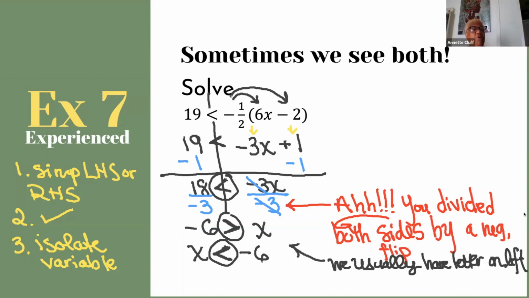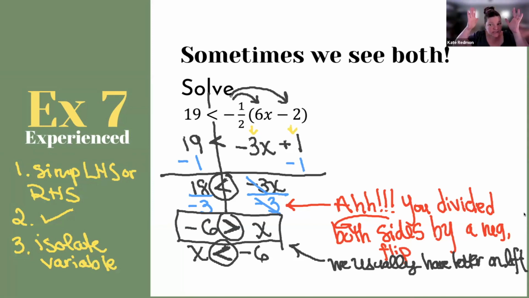Well, how are you supposed to know? Because when you did the first flip, I'm thinking that's the end of the problem. So, yeah, it was though. This is done. You could have stopped here. -6 is greater than X. However, that's not what the answers will look like in the answer key.